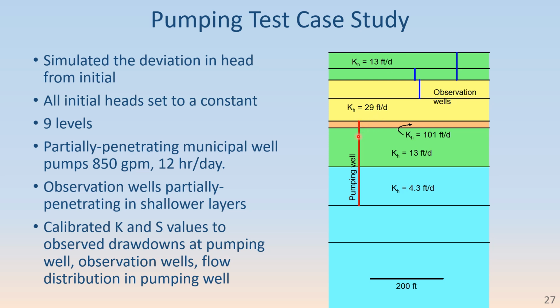And the pumping well was a municipal pumping well that cycled on every day for 12 hours at 850 gallons a minute, and it spanned these layers in the model, and in particular this very high conductive layer up near the top of its screen. And the observation wells that were available to calibrate the model to were shallower and partially penetrating, as well as we had head measurements in the pumping well itself, and they did a borehole flow meter survey while it was pumping so that we knew how the discharges were distributed along the length of that well screen.